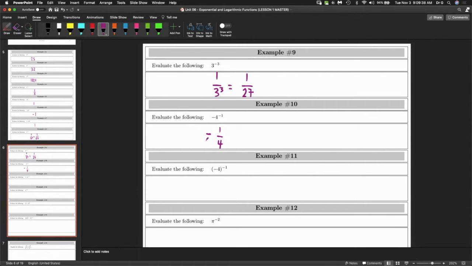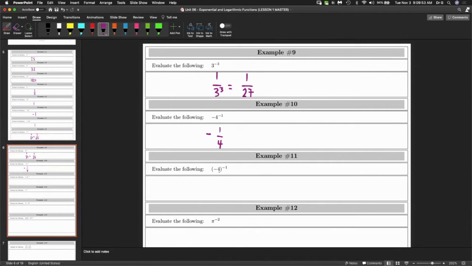I like to use the word spectator. Think of when you go to a basketball game, like a Raptors game or whatever, and you're a spectator, right? You don't play basketball. You just sit there in the crowd and eat popcorn. So this negative sign here, that's a spectator. It doesn't participate in the operation.